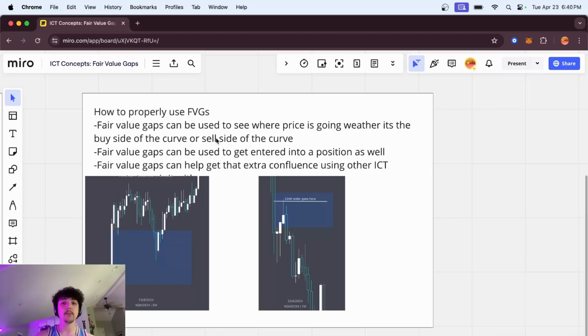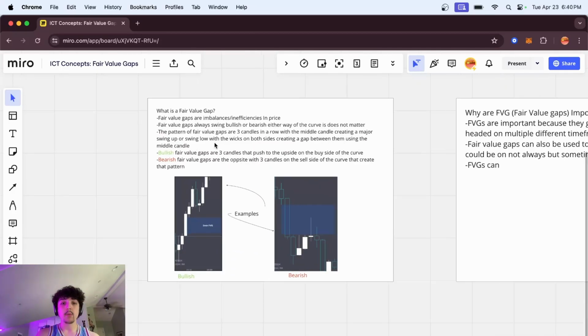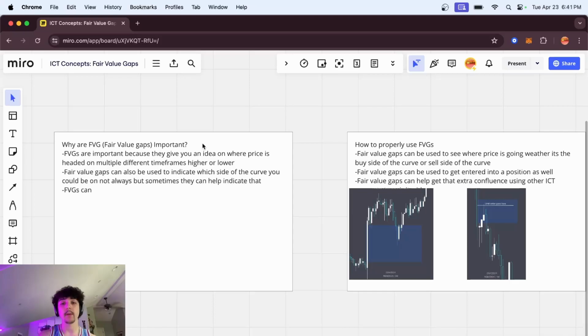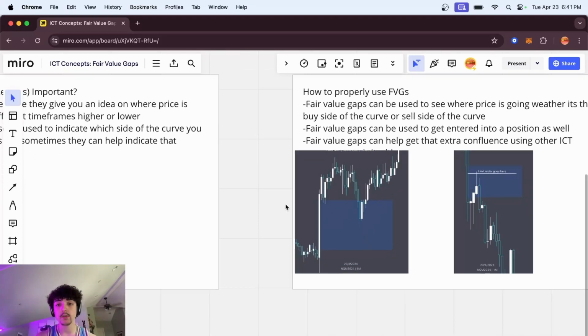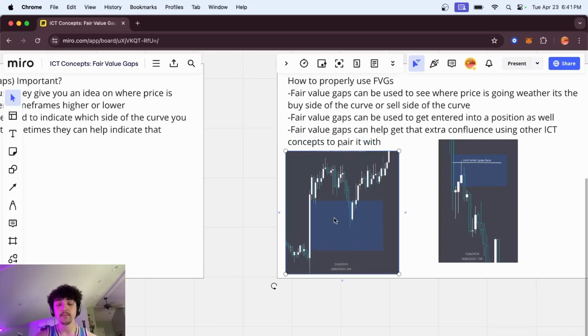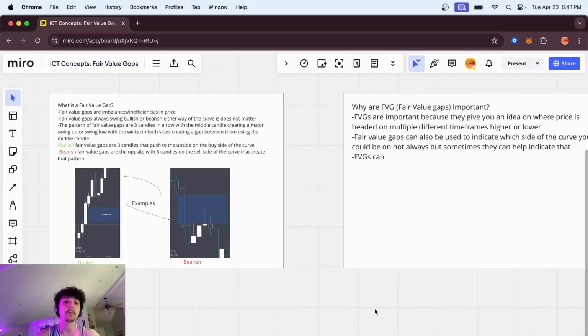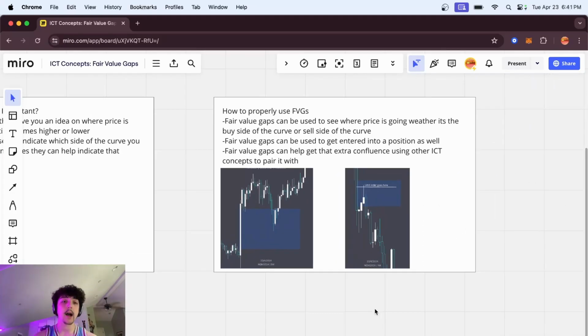So that's kind of the basics of what fair value gaps are. I will be leaving all these boards in a link in the description, so you can go view it for yourself. I'm not going to have you change anything like that. It's just so you can come and view it, because I want you guys to be able to come back to this and look and be like, okay, whatever fair value gaps. This is how you use it. This is why you should use it. This is how it helps you. All that kind of stuff, right? So I'm going to be leaving this in the link in the description below.